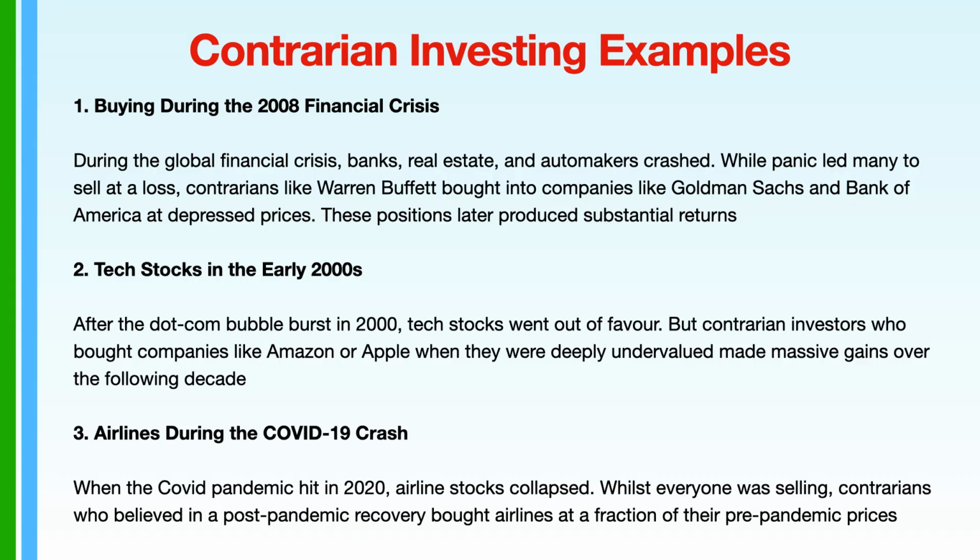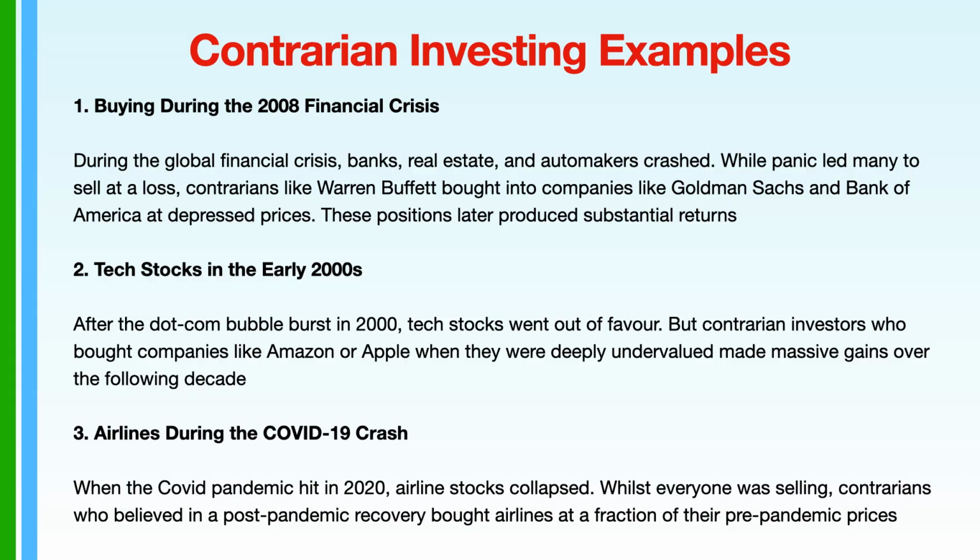Let's look at some contrarian investing examples. The first is buying during the 2008 financial crisis, when banks, real estate, and automakers crashed. While panic led many to sell at a loss, contrarians like Warren Buffett bought into companies like Goldman Sachs and Bank of America at depressed prices. These positions later produced substantial returns.